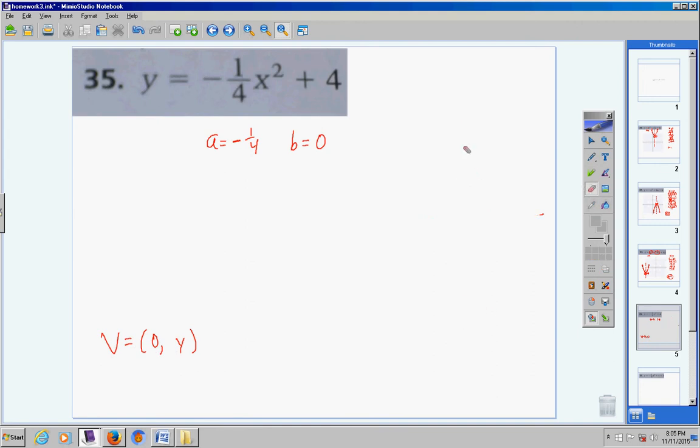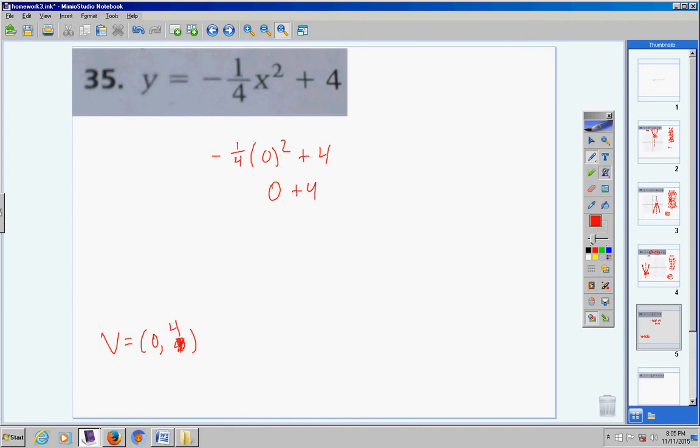So now to solve for y, I'm going to come up here and put a 0 in for x. So negative 1/4, then parentheses for x, 0 squared plus 4. Well, this is pretty simple. When you square 0, 0 times 0 is 0. 0 times negative 1/4 is 0. So you have 0 plus 4. So 4. So your y value is 4.